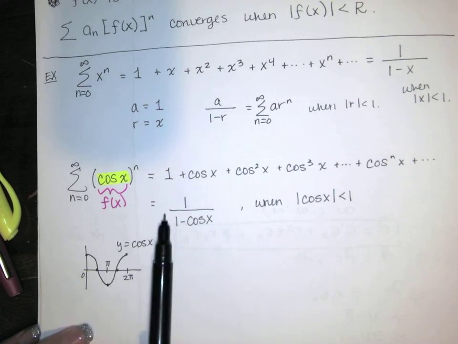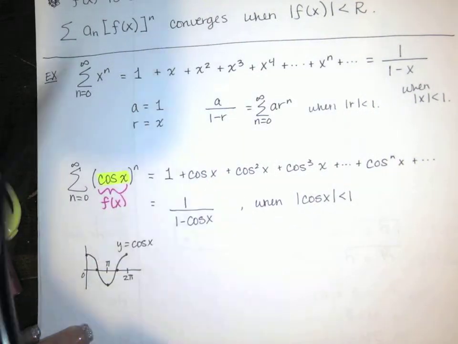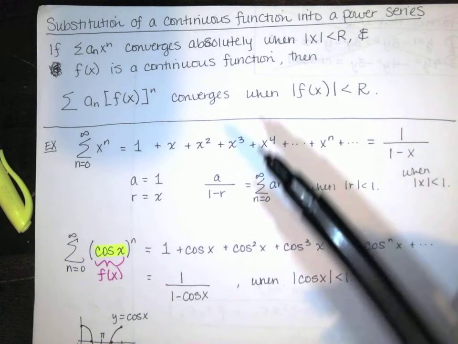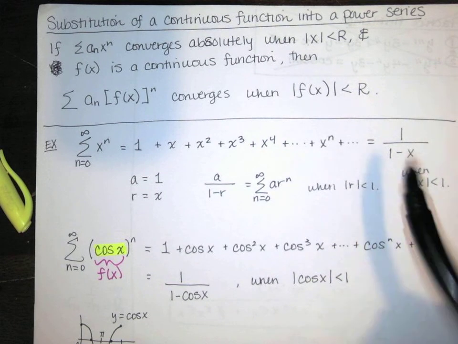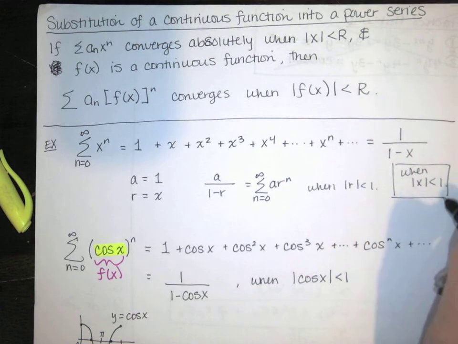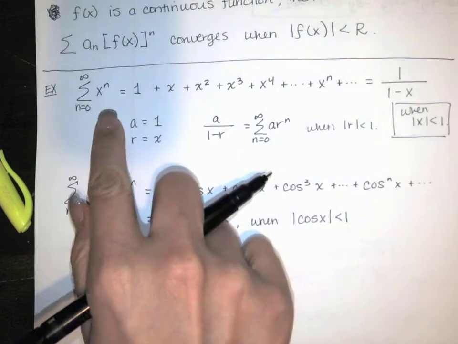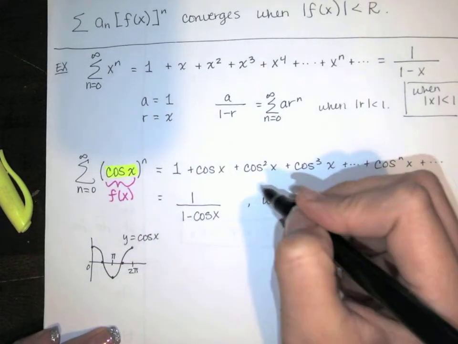But what this fact up here is saying is that since this series converges whenever the absolute value of x is less than 1, I can replace the x with cosine of x, and this series will converge under these conditions.